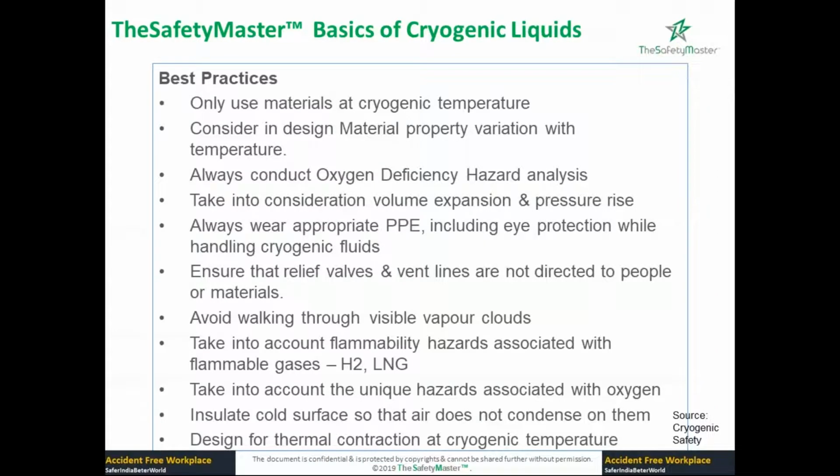And then insulate cold surfaces so that air does not condense on them. What happens on a cold surface is, suppose you have a material which is not insulated, then oxygen will condense. If it's a liquid nitrogen line, oxygen will condense, and then it will create an oxygen enriched environment, so it becomes again a hazard. Why is it a hazard? Because if there's grease or any combustible contaminant on the surface, the chance of fire is very high. So there are several issues with that.